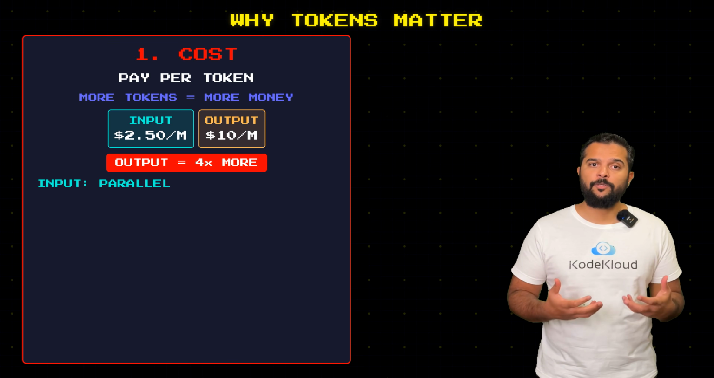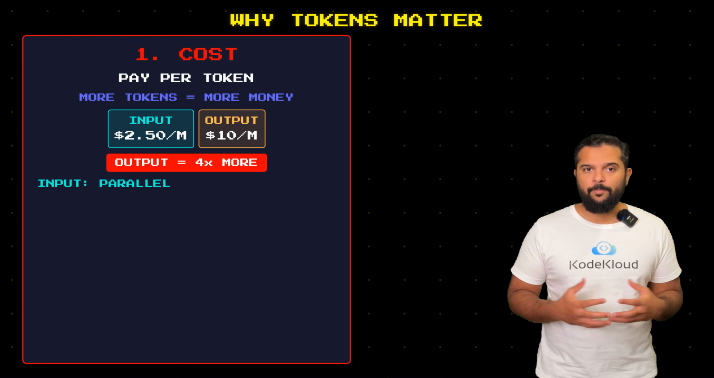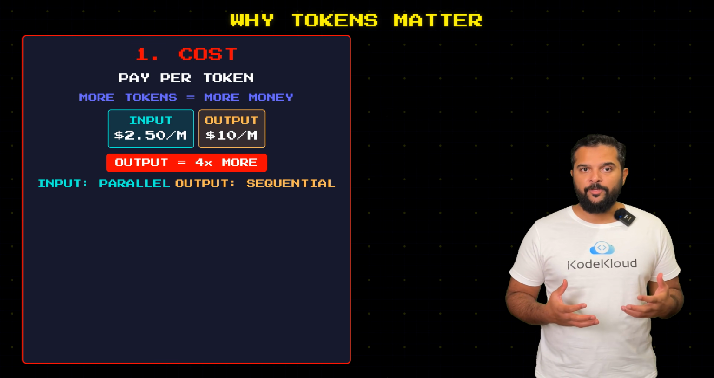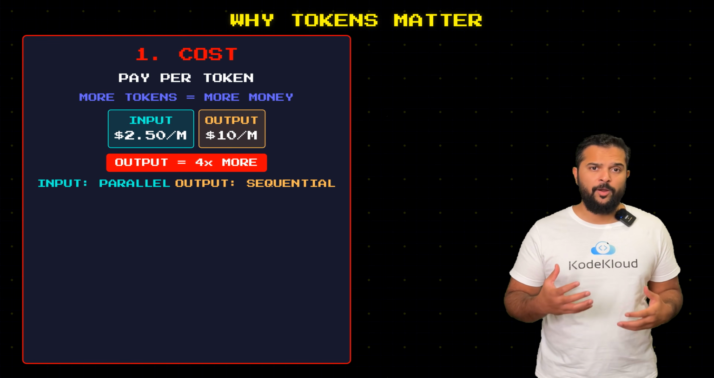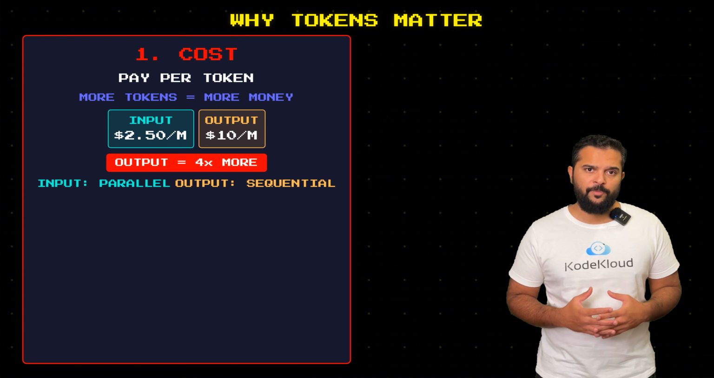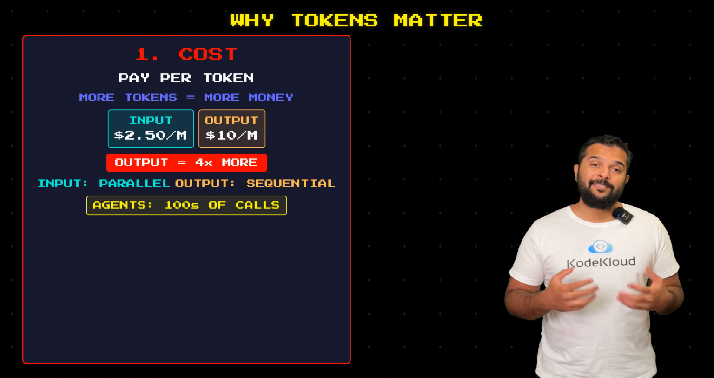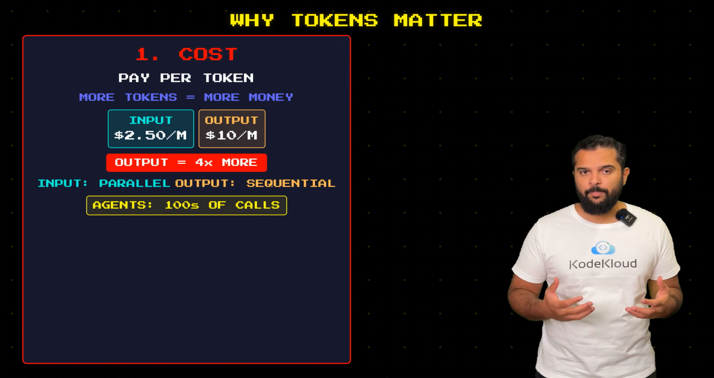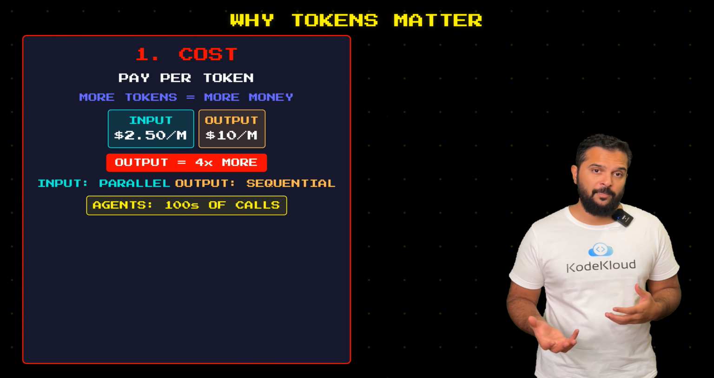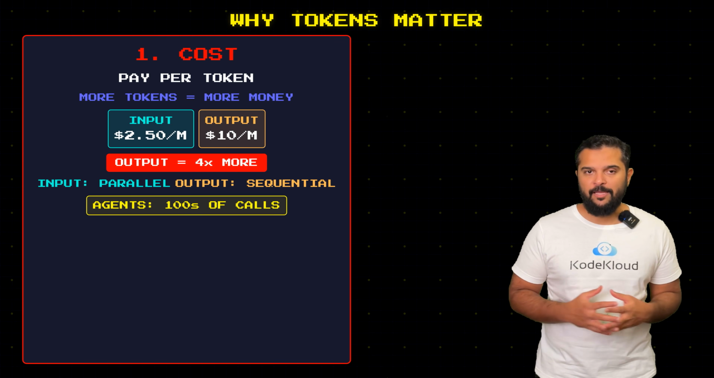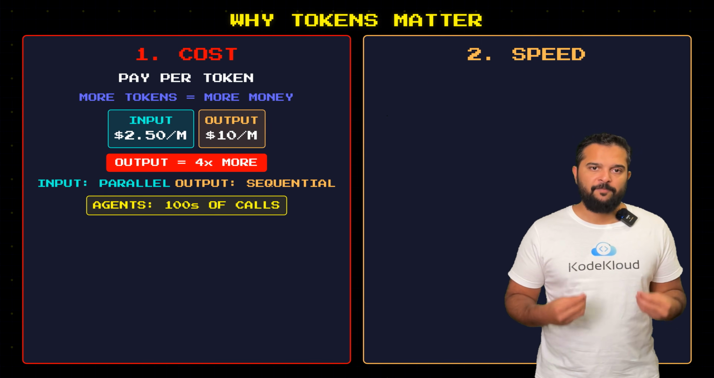That's because input tokens are processed all at once in parallel, while output tokens are generated one at a time, each requiring a full pass through the model. That sequential generation is much more compute intensive. Now, this seems cheap for a single request, but an AI agent that makes hundreds of LLM calls per task can add up fast. Speed is the second factor.